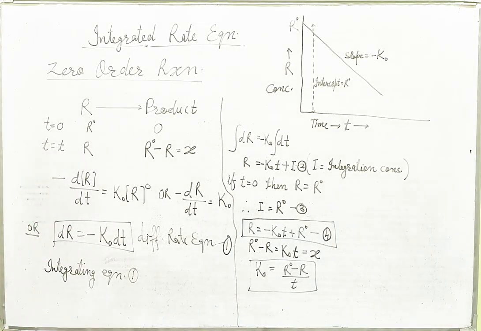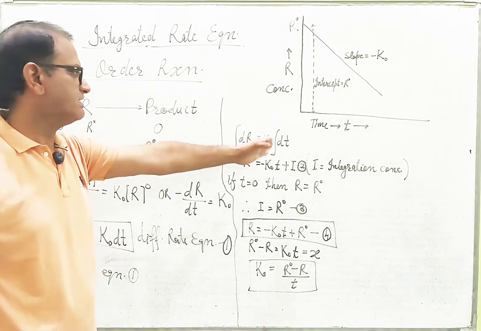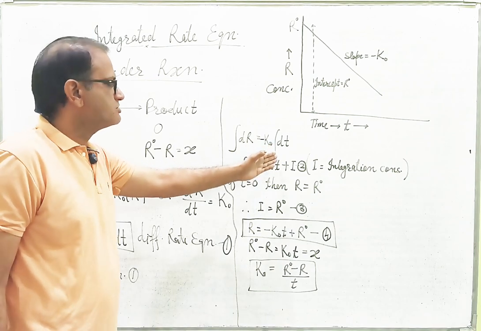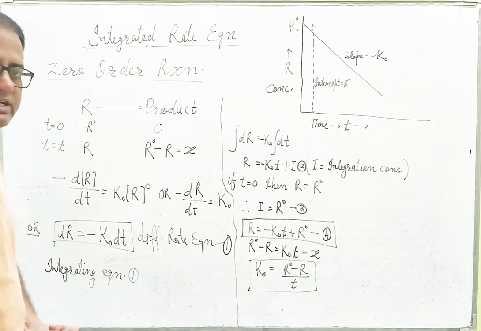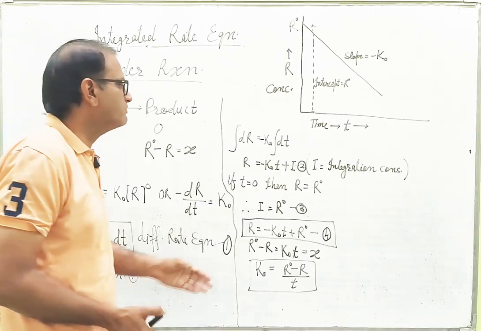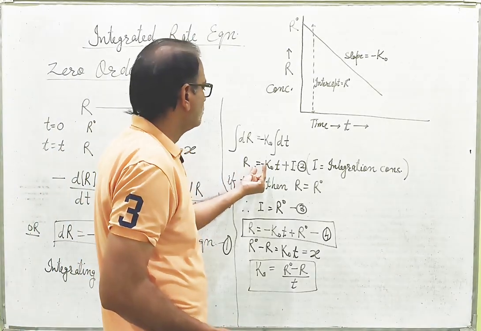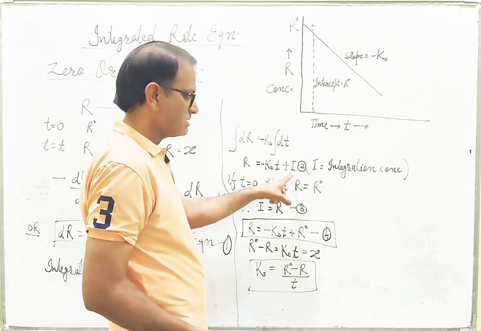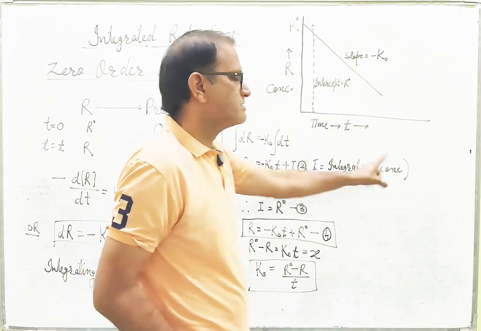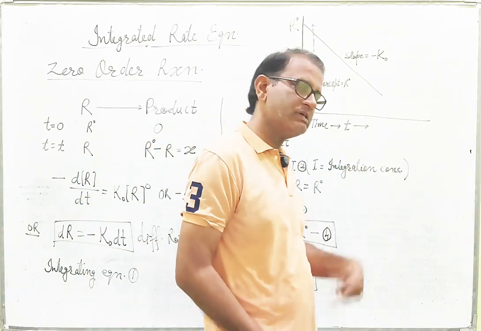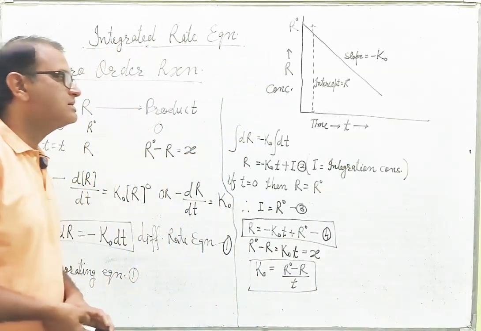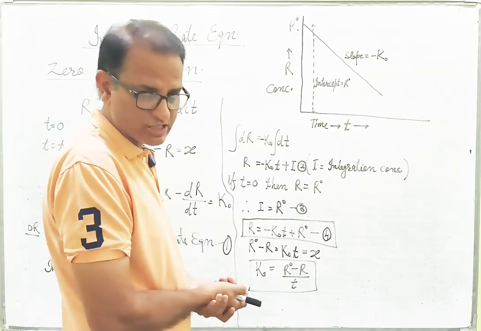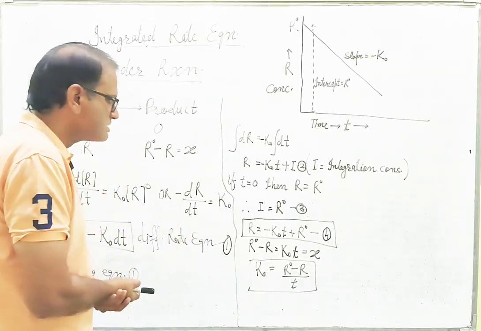If we integrate this equation, then we will get like this. Integration of dR is equal to minus k0 integration of dt, and that will be equal to R is equal to minus k0t plus I, where I is an integration constant. I is the integration constant, and the value of I can be calculated on the basis of conditions. And which are those conditions?